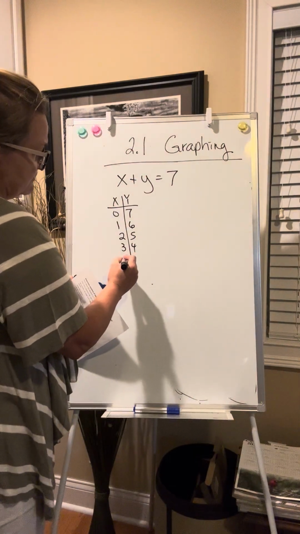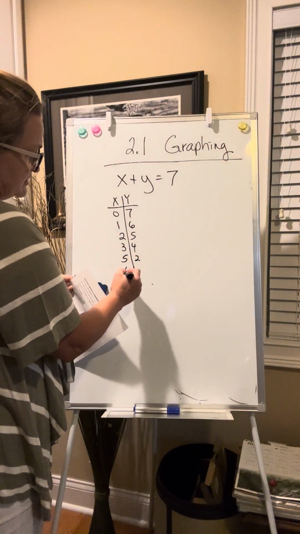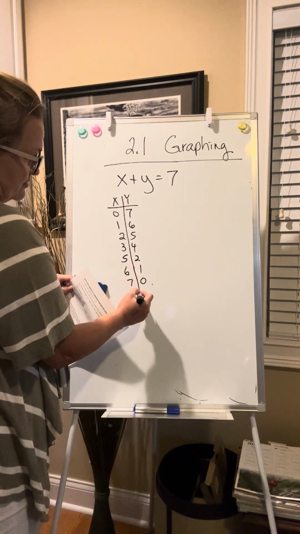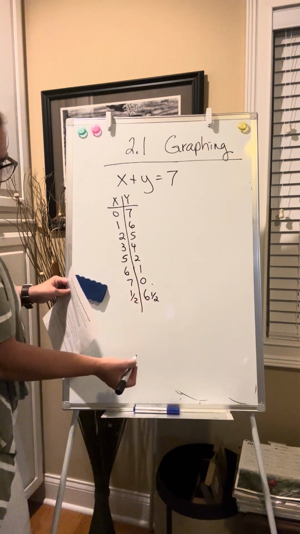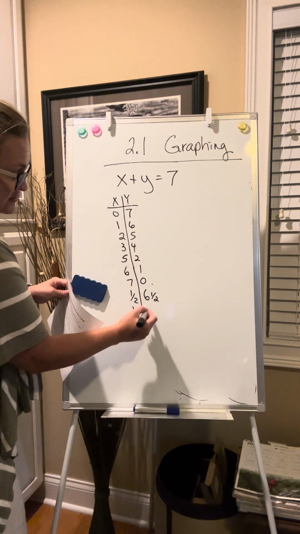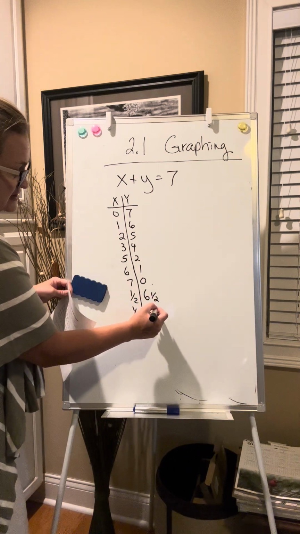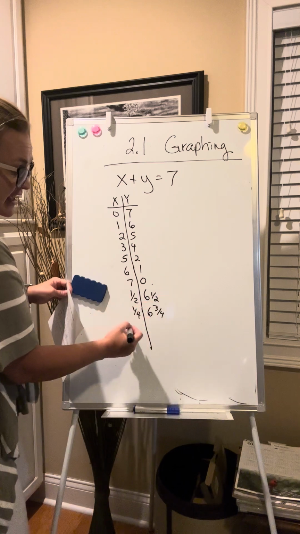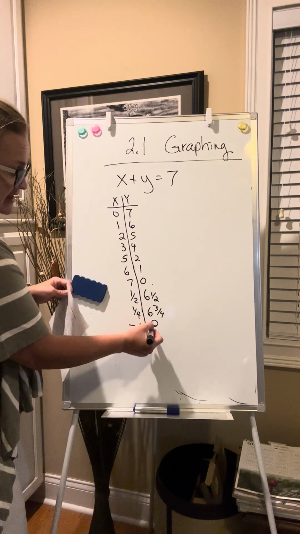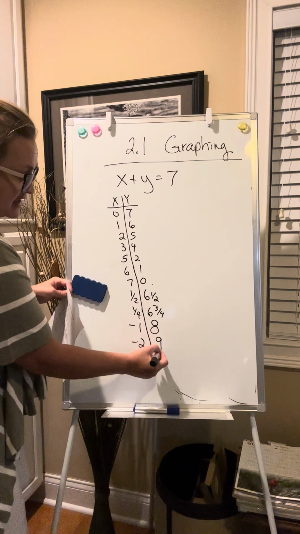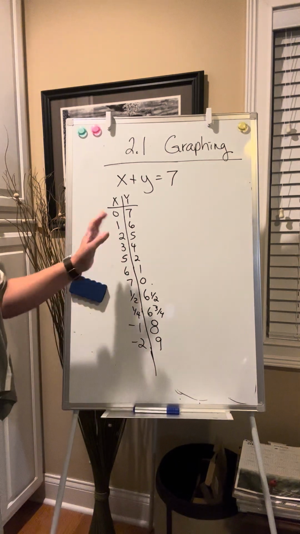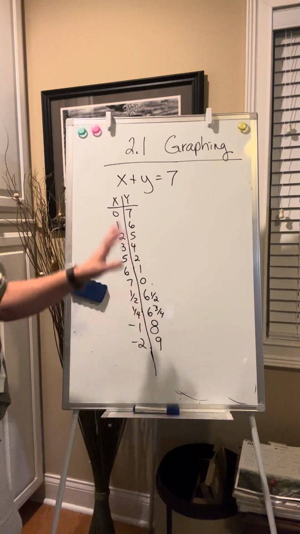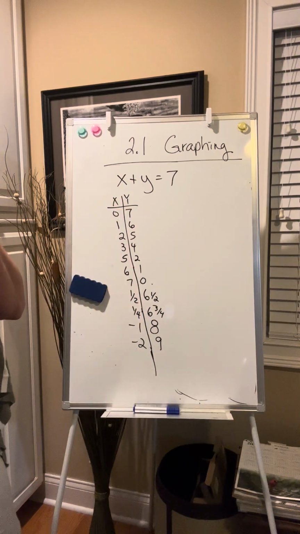Maybe also vice versa. 5 and 2. 6 and 1. 7 and 0. There would also be fractions like a half, 6 1/2, a fourth, 6 3/4. Lots of fractions, infinite fractions even. Negative numbers like -1 and 8, -2 and 9. You could do this forever and always. There would be a combination of x, y values, infinite ones that add to be 7.